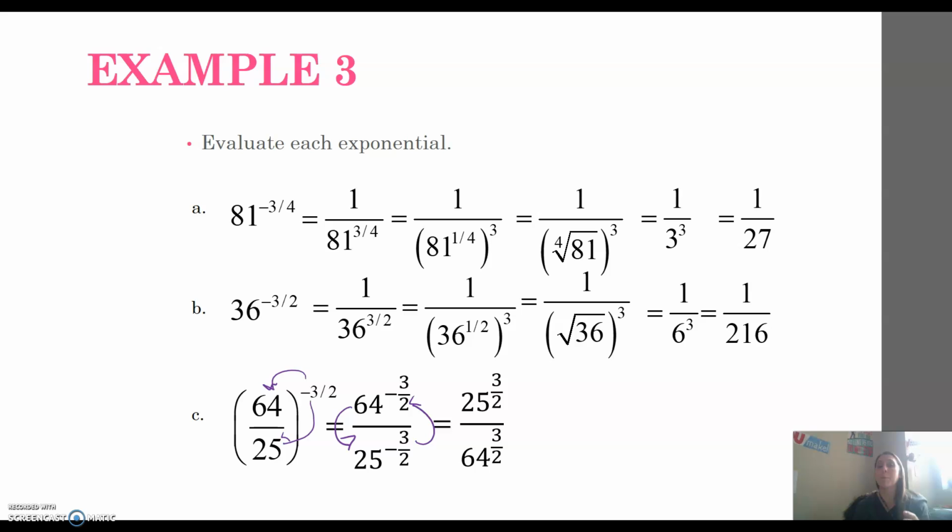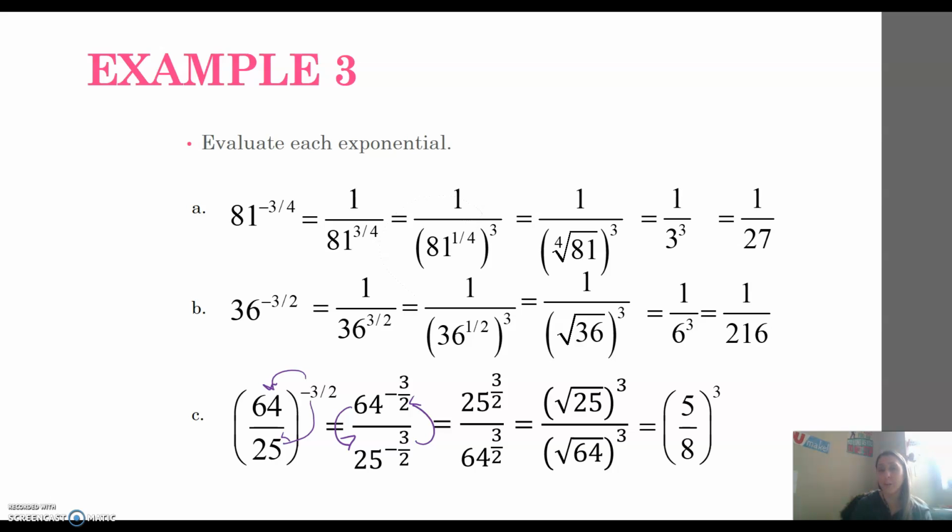Now, I'm going to jump because I think we can. If you need to write this step out, you would write it, but I'm going to just say the square root of 25 cubed over the square root of 64 cubed, which is 5 cubed and 8 cubed, because remember, if I wrote it this way, this means this is going to go here and here. So I'm cubing both of them, so I end up with 125 over 512. If you have any questions, please let me know.